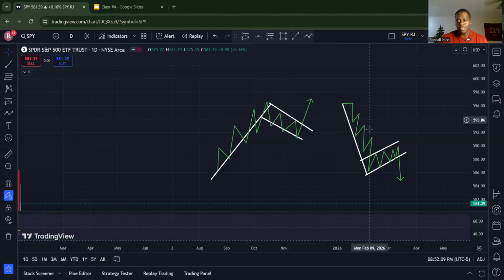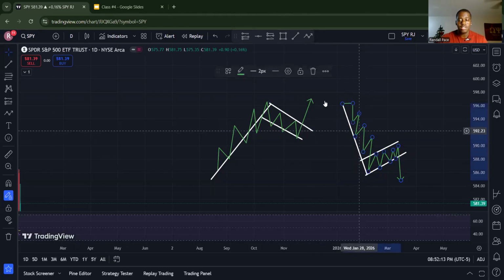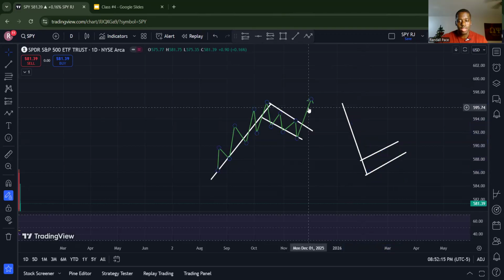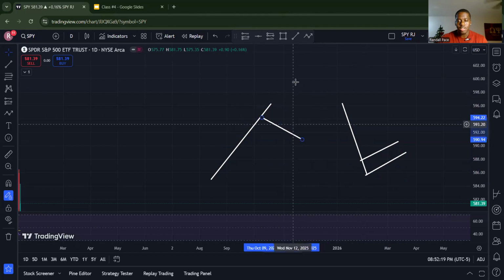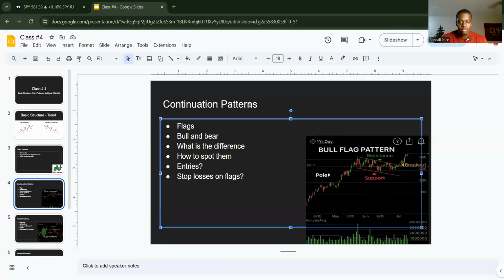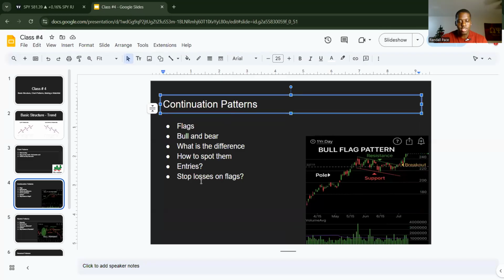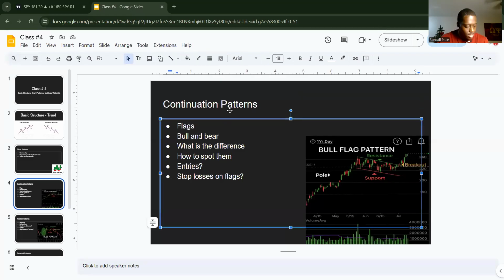All right. And then vice versa. So that is the continuation pattern. It's another type of pattern that is a neutral pattern. We go back to our slides. We'll talk about the entries and stop losses. Well, we already kind of talked about it a little bit, but we'll talk about that more in the next class because we'll have to push the watch list to next class too.